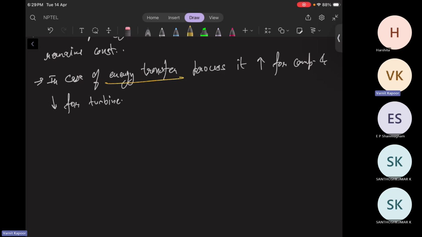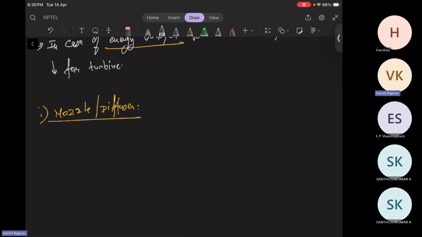Suppose I'm talking about nozzles or, let us say, diffuser. From the steady flow energy equation in thermodynamics, the sum of energies is constant. So enthalpy plus kinetic energy at inlet plus potential energy at inlet plus any heat interaction is equal to enthalpy at outlet, kinetic energy at outlet, potential energy at outlet plus any work done.